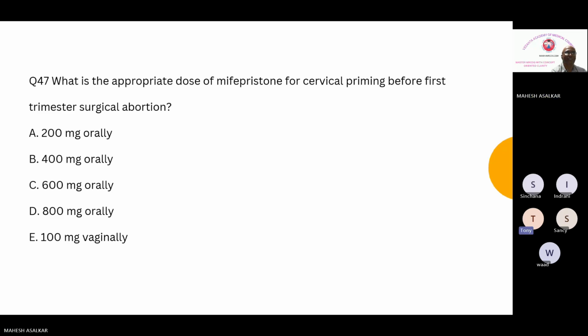Next: what is the appropriate dose of mifepristone for cervical priming before first trimester surgical abortion? 200 mg orally. Yes, for priming it is only 200. Mife we use only 200. And when we use mife, it has to be 24 hours prior, minimum.